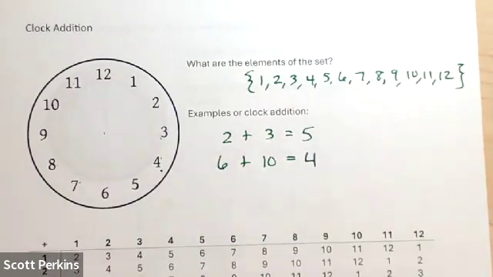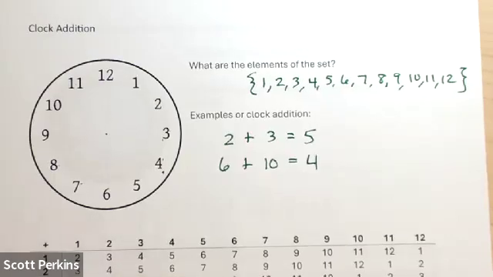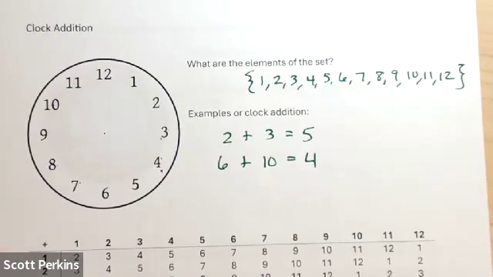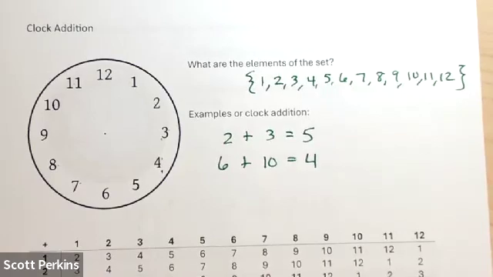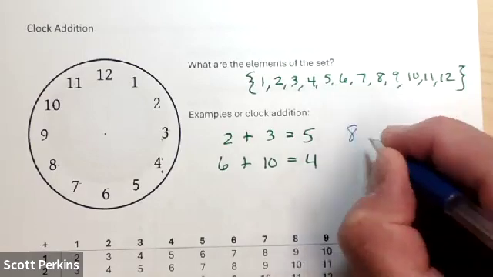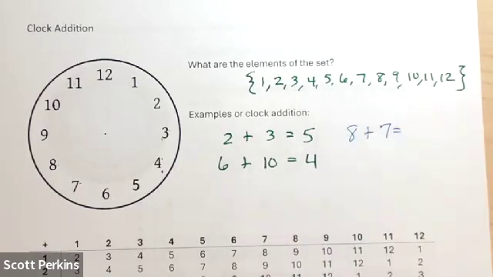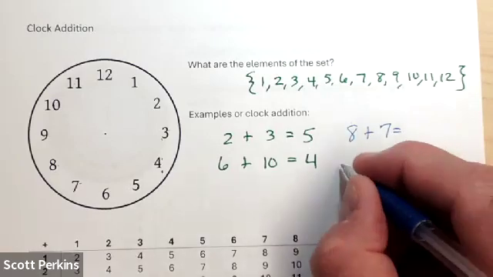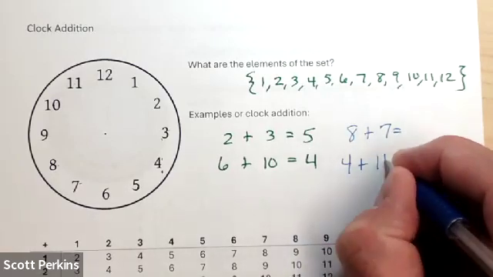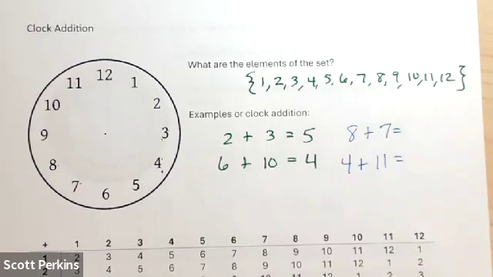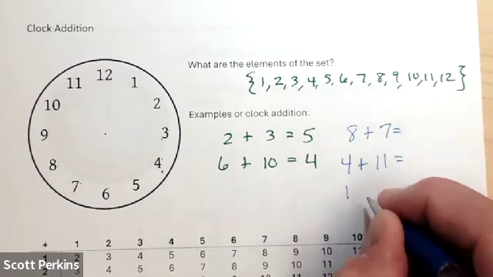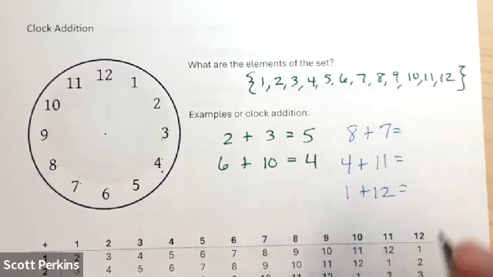I'm going to write a couple other examples. And what I just want you to do is use the clock to count off what the results are going to be. So just a couple of quick examples for you. Let's say that you have 8 plus 7. What's 8 plus 7 on our clock arithmetic? What is 4 plus 11? What's that equal to? And then what is 1 plus 12? I'm going to pause your video and go ahead and do those 3 problems, please.